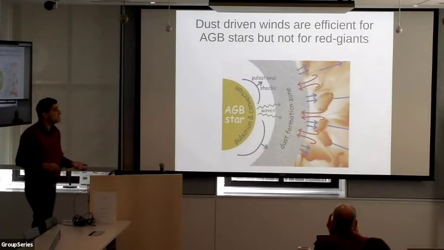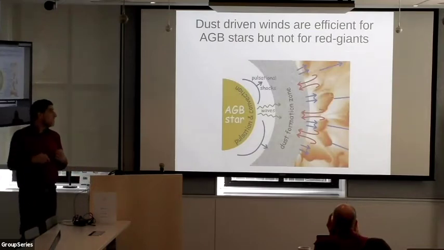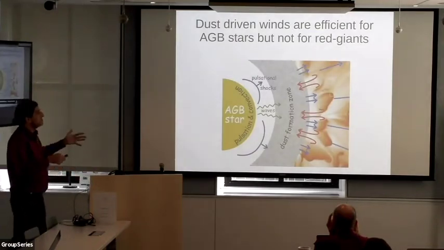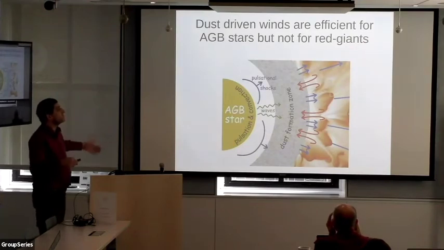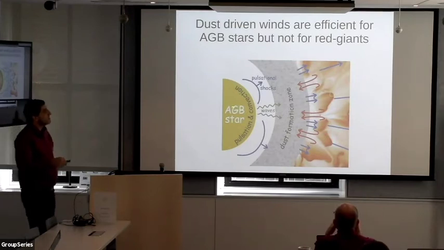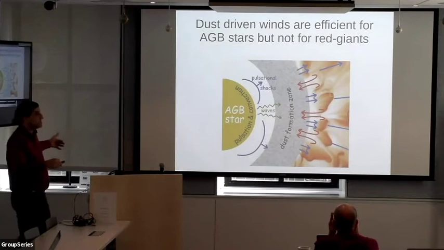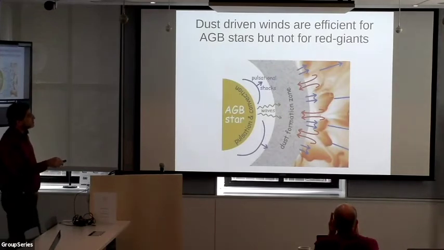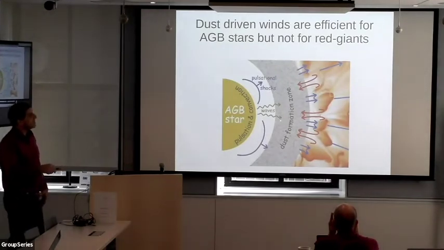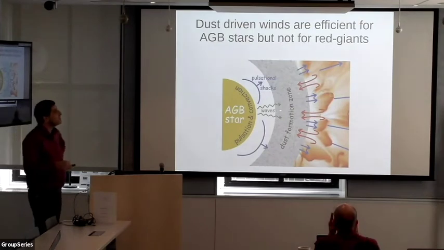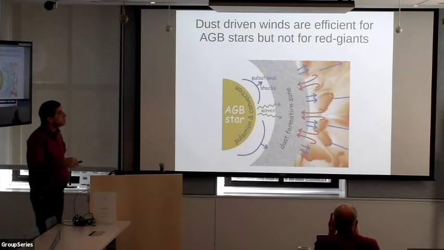But I will not discuss this first issue here. So how does it actually work for dust-driven wind? You have an AGB star. It puffs up through stellar evolution, and at some point it can start to pulsate and lift some material, and have an even more extended envelope. This envelope could become large and puffy enough that its temperature cools down very fast. It starts to produce dust.